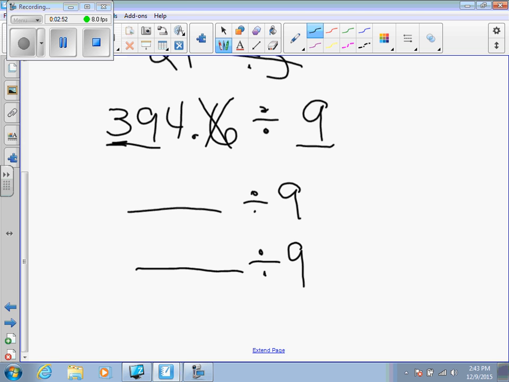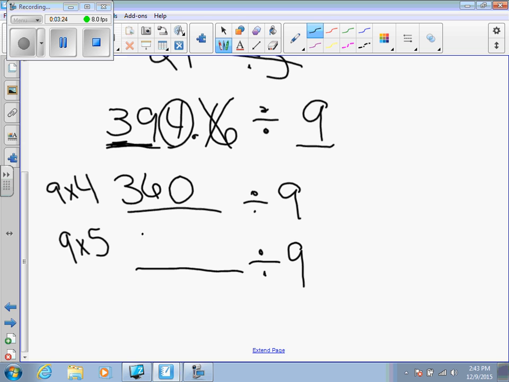What multiple of 9 gets me closest to 39 without going over? 9 times 4 is 36. So I'm going to change this 39 to a 36. This time, I do have a number left over, so I'm going to change that to a 0. For the next one, I did 9 times 4 to get 36, so for this one, I'm going to do 9 times 5, which is 45. And then change that 4 to a 0.